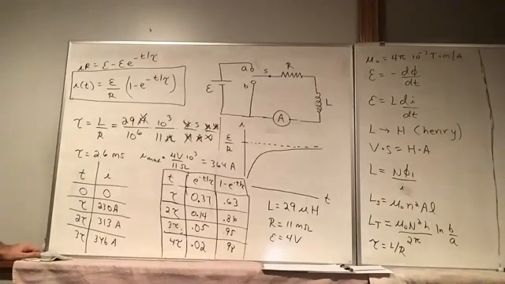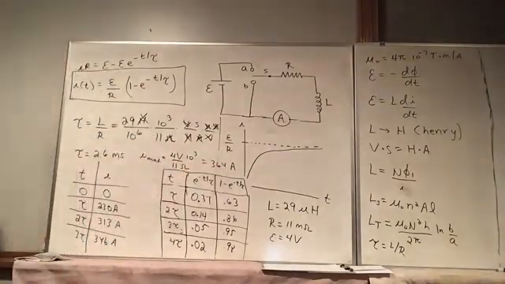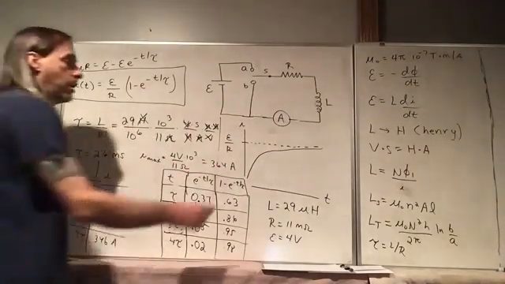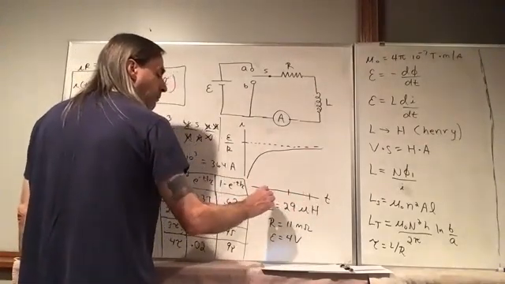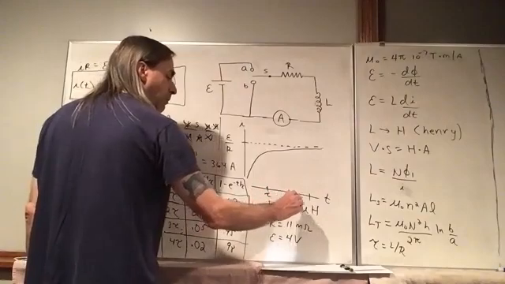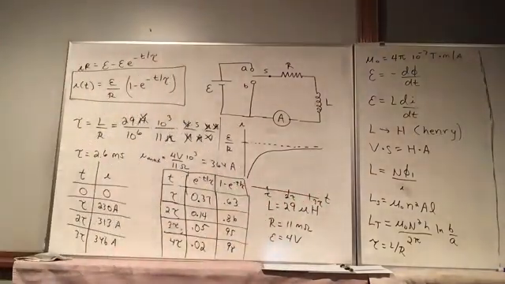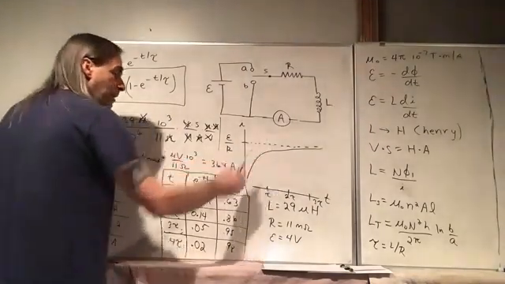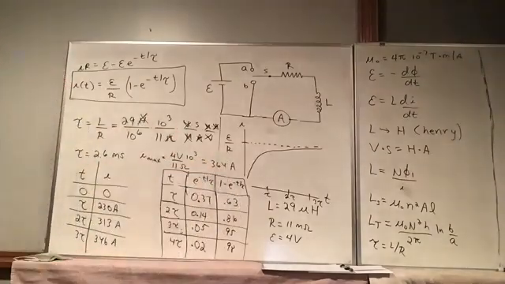So basically, let's see. After 7.8 milliseconds, we're 95% of the way to our maximum current. It'd be like tau, 2 tau, 3 tau. Yeah, this board is horrible. Filled it up completely. But yeah, you can see it rises quickly. In one time constant, we go from 0 to 63%.